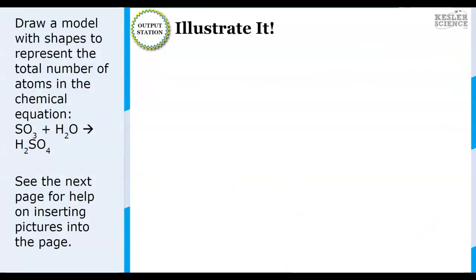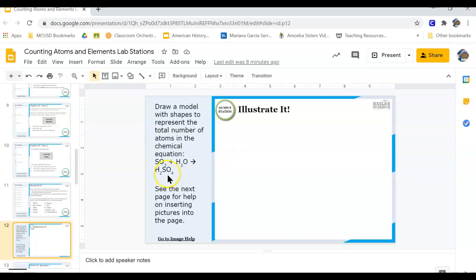Illustrate it. You're going to draw a model with shapes to represent the total number of atoms in this equation. So you can just put little circles in. So make sure when you do this, you go here, you shape, you circle, and make a circle. Okay? And you need to make sure all your sulfur atoms are the same color, all your oxygen atoms are the same color. You have oxygen here and oxygen here.